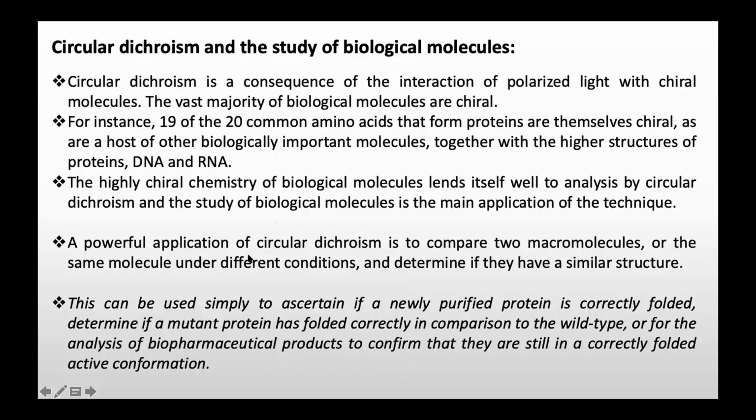A powerful application of circular dichroism is to compare two macromolecules, or the same molecule under different conditions, and determine if they have a similar structure. This can be used simply to ascertain if a newly purified protein is correctly folded, to determine if a mutant protein has folded correctly in comparison to the wild type, or for the analysis of biopharmaceutical products to confirm that they are still in a correctly folded active conformation. So overall, this technique has an application in biomolecular chemistry.